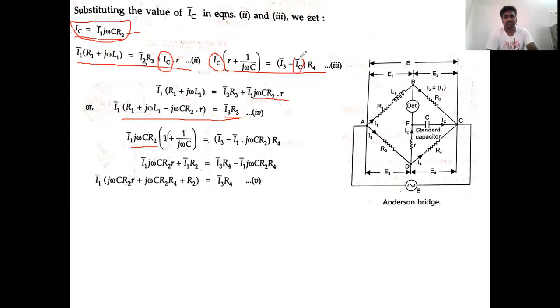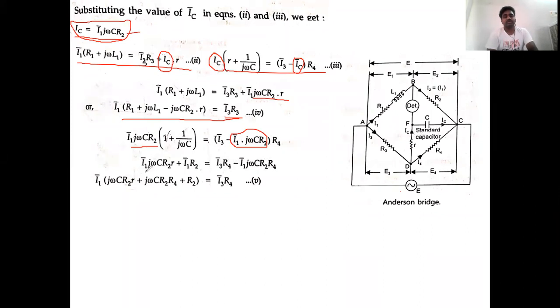Here also we can substitute the value of IC, that is equal to I1. Here we substituted the value of IC with respect to I1 into I3 minus I1 into j omega c into R2 into R4. Okay, if we substitute this value, what will be the expression? It is I1 into j omega c R2 into R plus I1 into R2, that is equal to I3 into R4 minus I1 into j omega c R2 into R4.